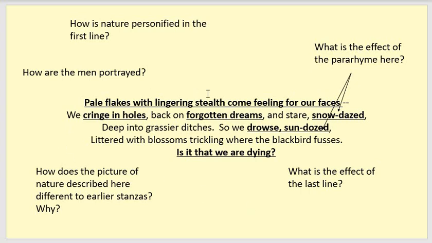You've got this idea that death is kind of feeling them out as a result of the weather. It's quite sinister, and it shows here how fearful they are.